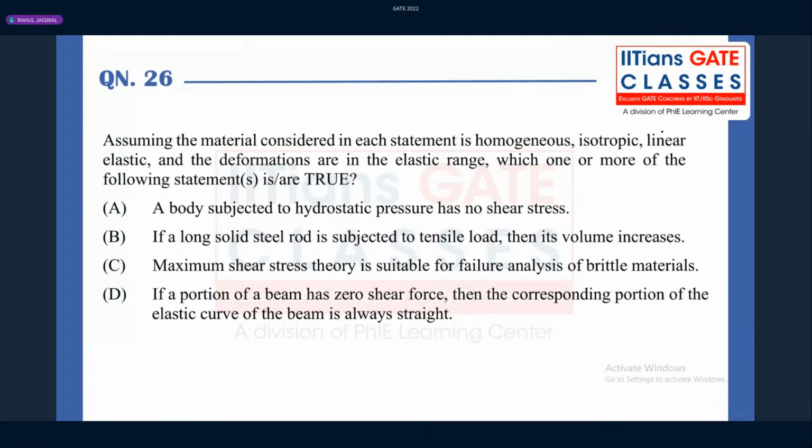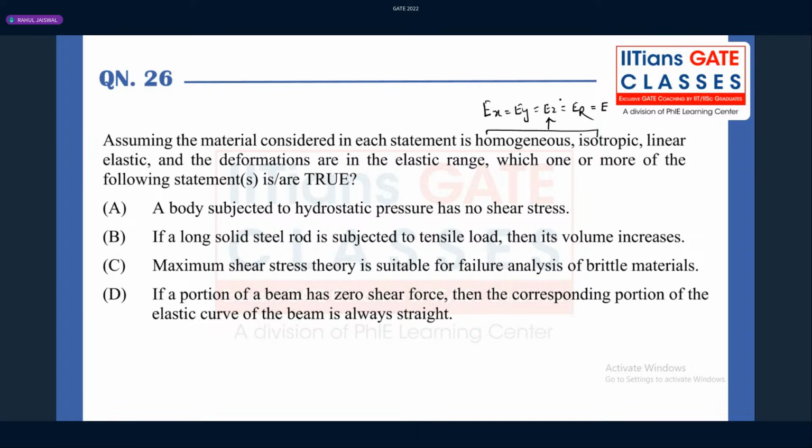Assuming the material considered in each statement is homogeneous, isotropic, and linear elastic. And it's quite obvious, right? Otherwise, if we don't assume homogeneous isotropic, then definitely we need to consider Young's modulus in x, y, z directions. But we are considering Ex is equal to Ey is equal to what? Ex is equal to Ey is equal to Ez is equal to E in any random axis will be what, guys? E. Just because of the homogeneous and isotropic property of the materials.